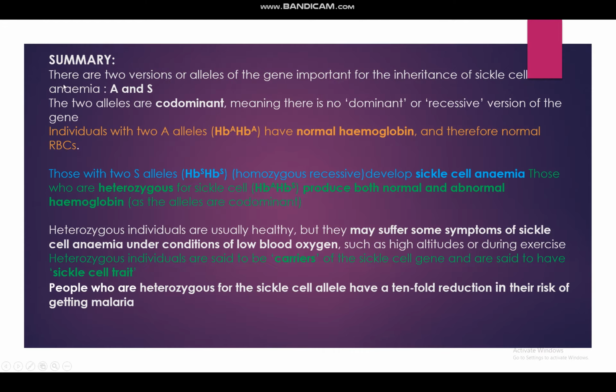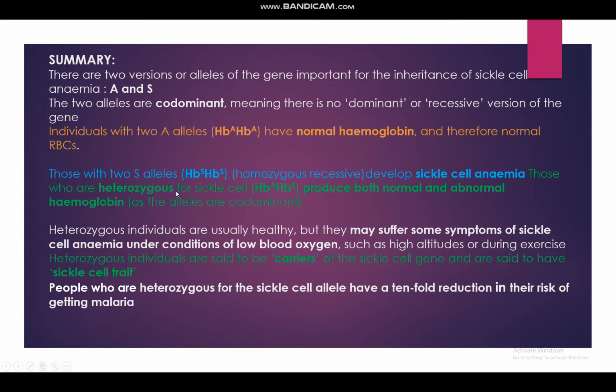Now, a summary: there are 2 versions or alleles of the gene important for the inheritance of sickle cell anemia, that is A and S. The 2 alleles are codominant, meaning there is no dominant or recessive version of the gene. Individuals with 2 A alleles, that is HBA, HBA, have normal hemoglobin and therefore normal RBCs. Those with 2 S alleles, that is HBS, HBS, which we also say is the homozygous recessive trait, develop sickle cell anemia.